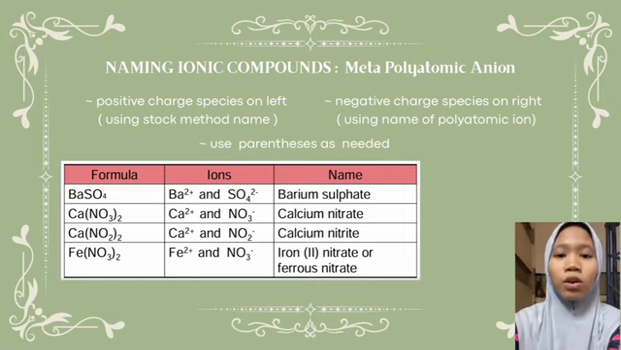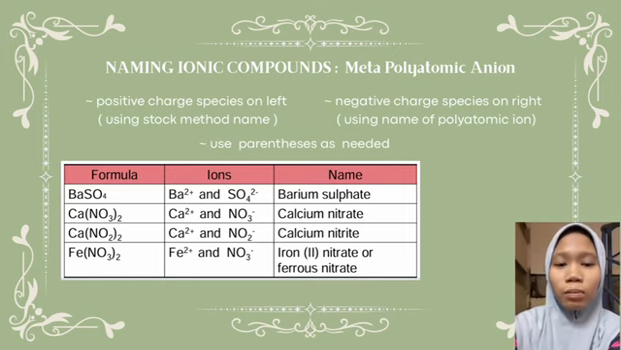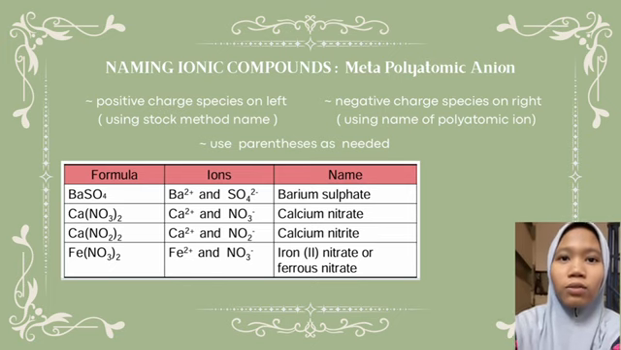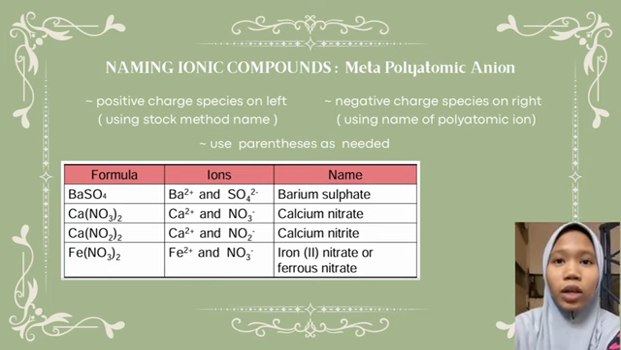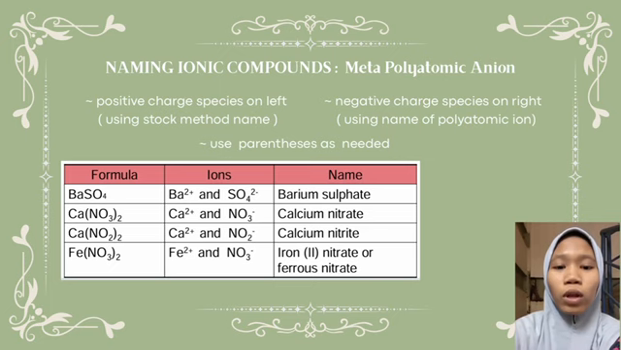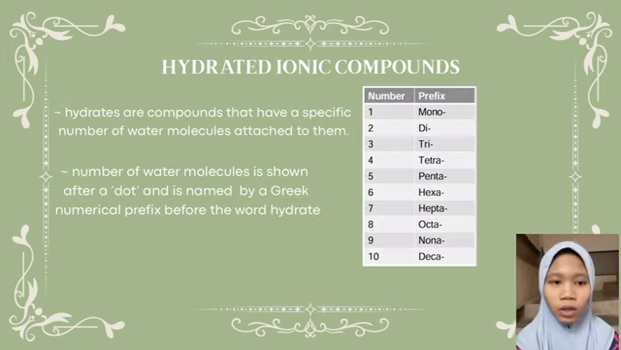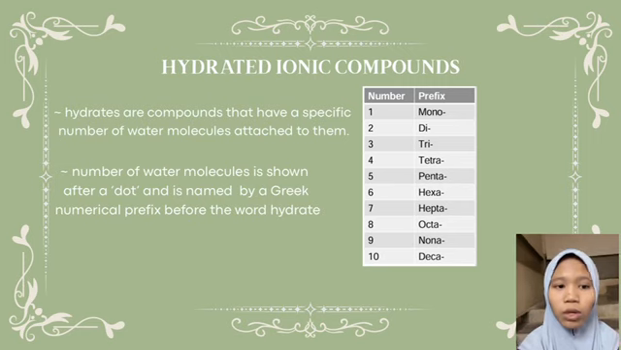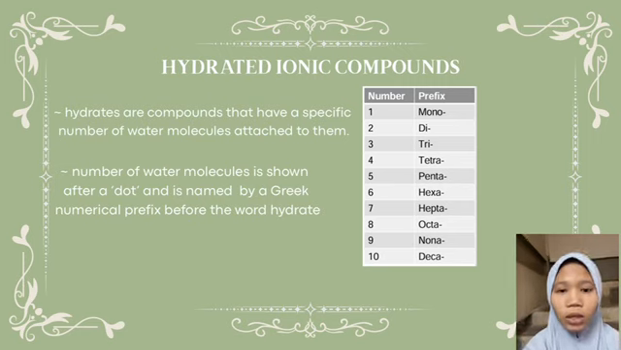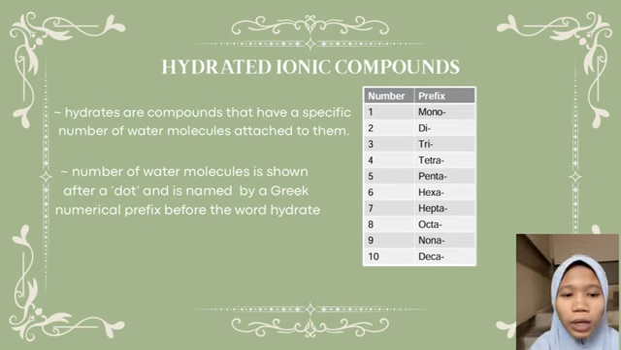Positive charge species on the left, using the Stock method name. Then the negative charge species on the right, using the name of the polyatomic ion. Hydrates are compounds that have a specific number of water molecules attached to them. The number of water molecules is shown after a dot and is named by a Greek numbering prefix before the word hydrate.